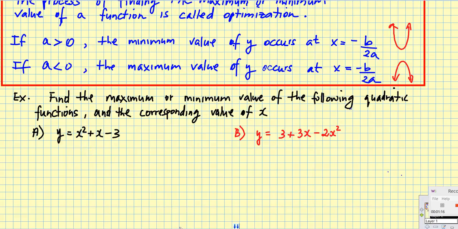We've got y equals x squared plus x minus 3. I know my value of a is equal to 1, my value of b happens to be equal to 1, and my value of c is equal to negative 3. If I do x equals negative b divided by 2a, I end up getting negative 1 divided by 2 times 1, which makes it negative 1/2. So my x value of the vertex is equal to negative 1/2.